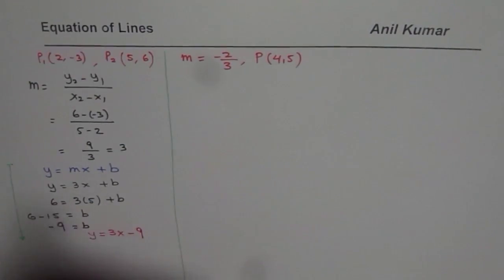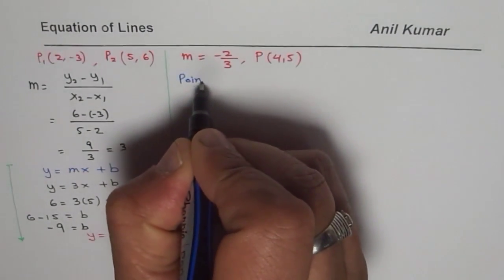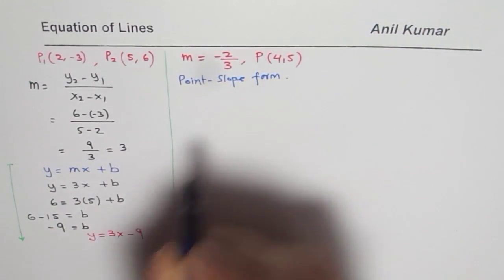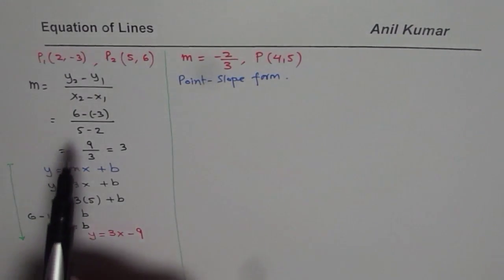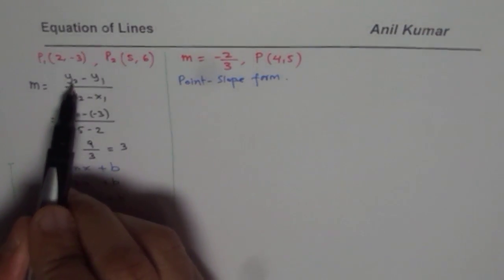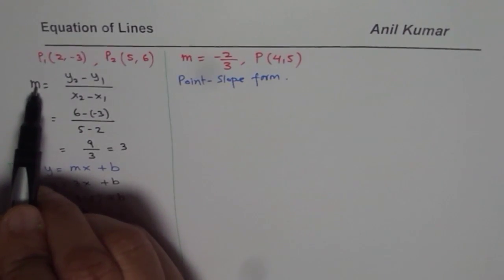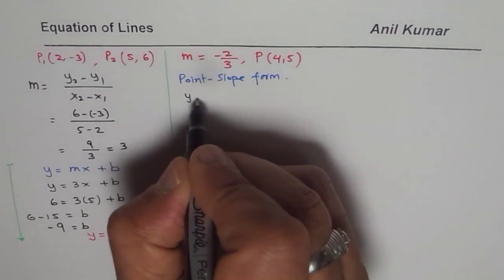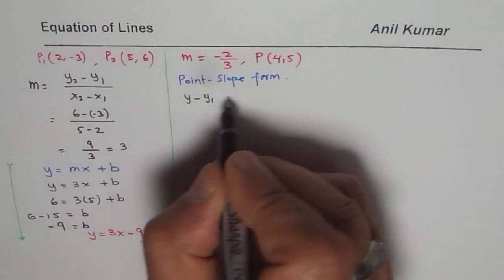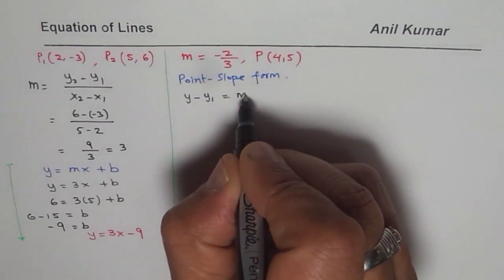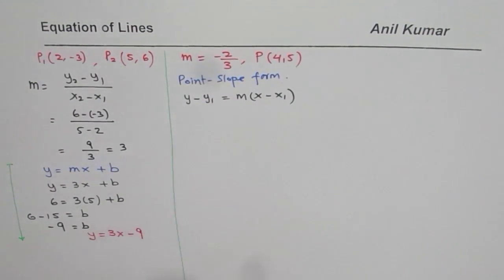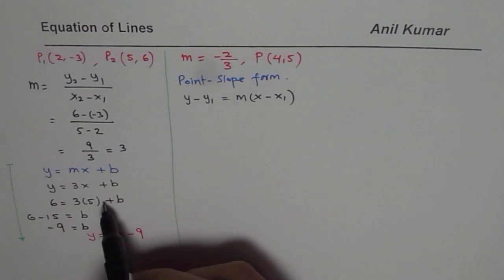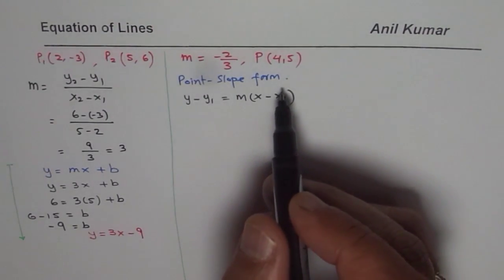But in this particular case, I will introduce you to point-slope form of equation. This was slope-intercept form. Now point-slope form of equation is kind of rearrangement of this form. So we could write y2 minus y1 equals to m times x2 minus x1. That is point-slope form. So we write like this: y minus y1 instead of y2 equals to m times x minus x1. So I'll introduce this form to you. So you have a choice. You could do with this method, slope-intercept form or point-slope form, as you wish.